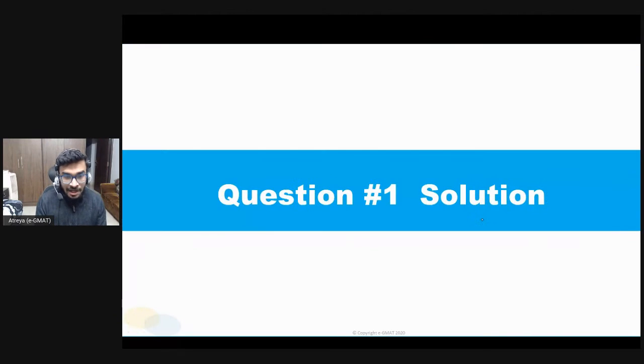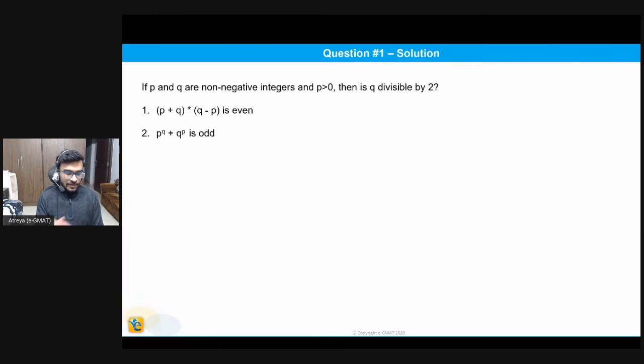Let's discuss the answer for the first question. The question asks me if P and Q are non-negative integers and P is greater than 0, then is Q divisible by 2? Now, is Q divisible by 2 can also be answered whether Q is even or odd. If it's even, yes, it is divisible by 2. If it's odd, no, it's not divisible by 2. So we need to understand what are the different possibilities, right?